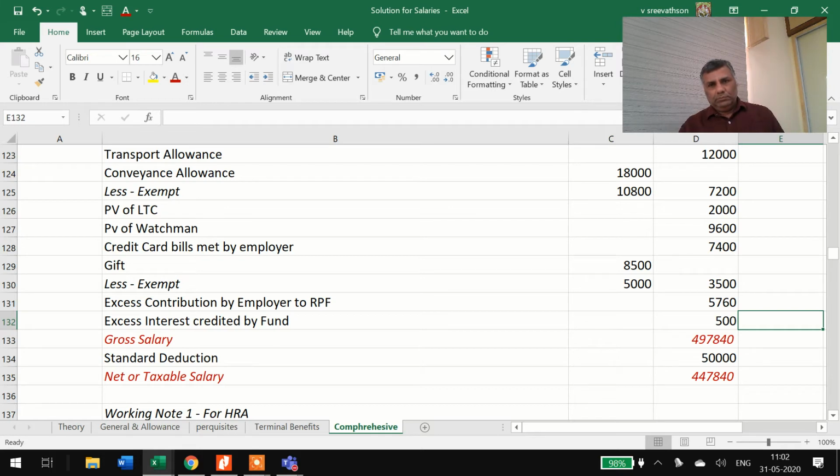Sir, what is the difference between deduction and exemption? It's a long journey we have to travel before knowing that. I can only explain it to you in the month of July or August. Long travel before you understand it.